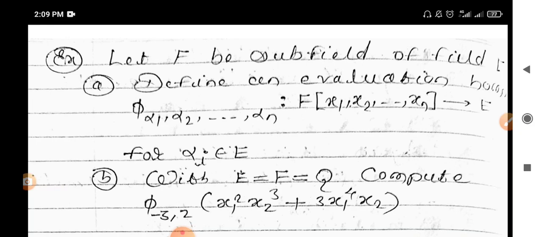Define the subfield or field in terms of evaluation homomorphism. Now first see the question. Let F be the subfield of field E and define an evaluation homomorphism as phi of alpha 1, alpha 2, alpha 3 up to alpha n.